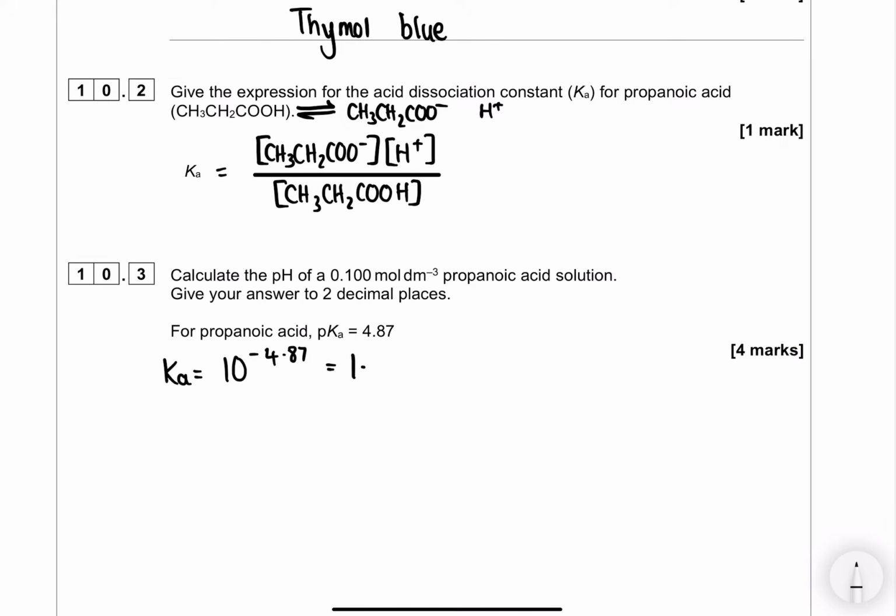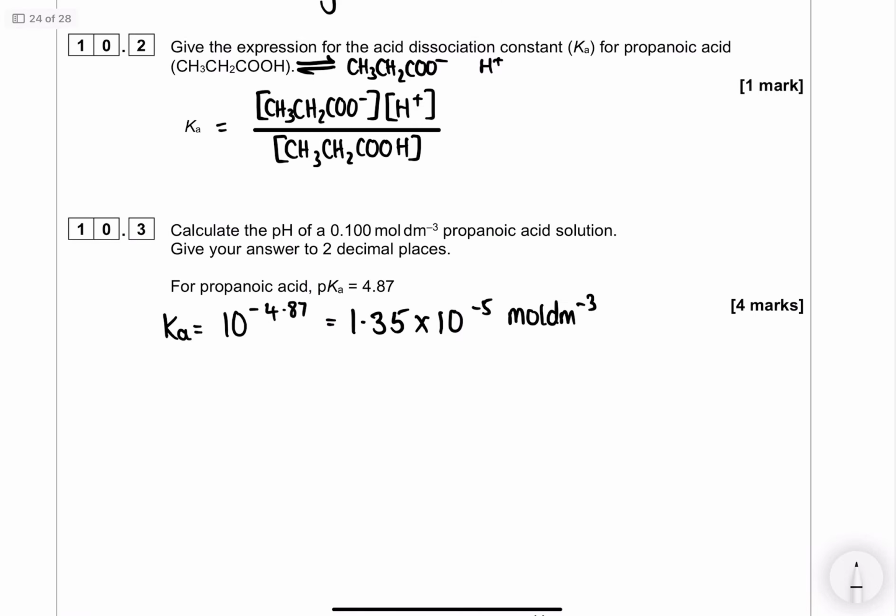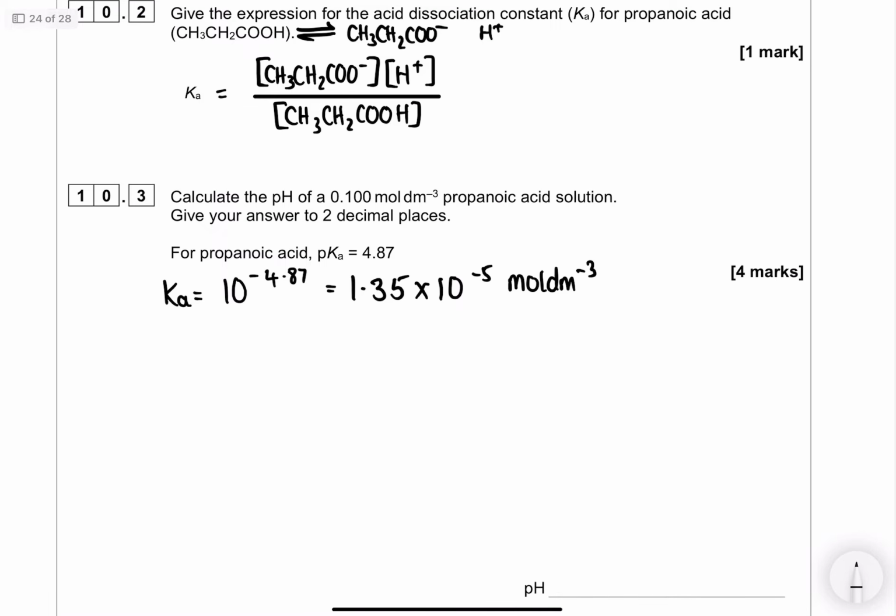You're going to get 1.35 times 10 to the minus 5 moles per decimeter cubed. So that's our Ka value. Now for a weak acid, we're assuming that the amount of H plus and the amount of propanoate ions are the same, so we can simplify it to H plus squared.